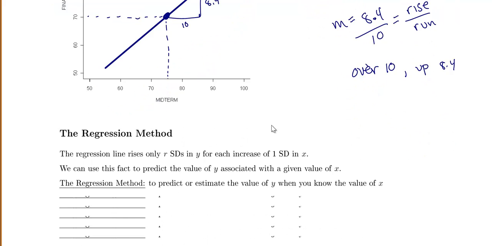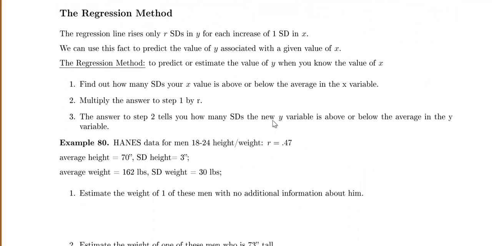Let's see what we can do with our regression line. So this is called the regression method. And we're going to use the fact that the regression line rises only r times the standard deviation of y for each increase in one standard deviation of x. So we can use this fact to predict the value of y associated with the given value of x. So here are our steps. To predict or estimate the value of y when you know the value of x: first, find out how many standard deviations your x value is above or below your average of x. Then multiply the answer to step 1 by r, and the answer to step 2 tells you how many standard deviations the new y variable is above or below the average in the y variable.